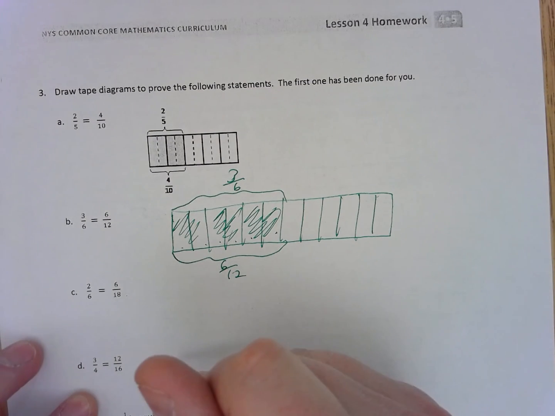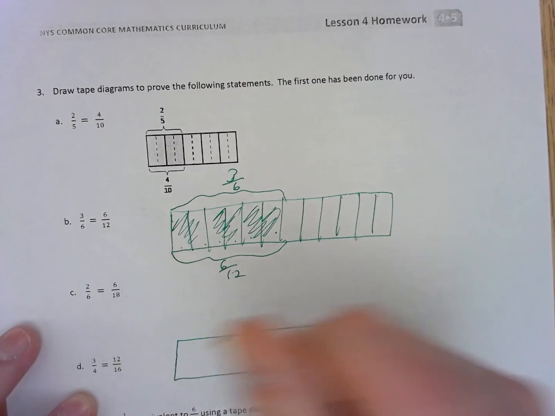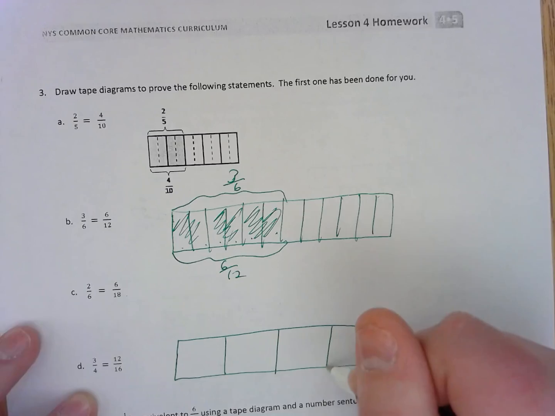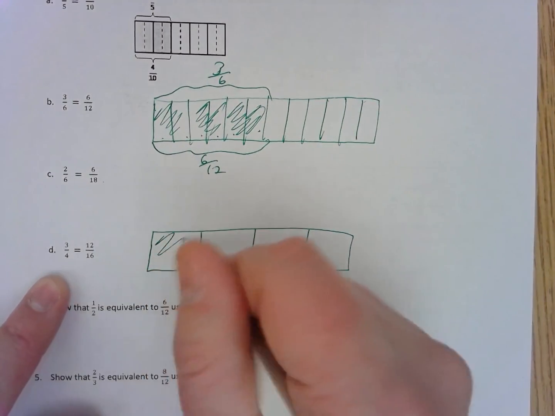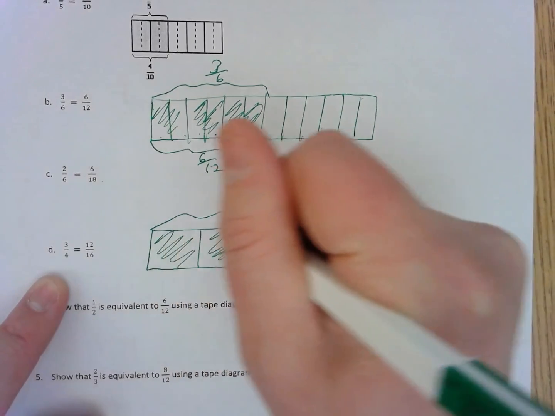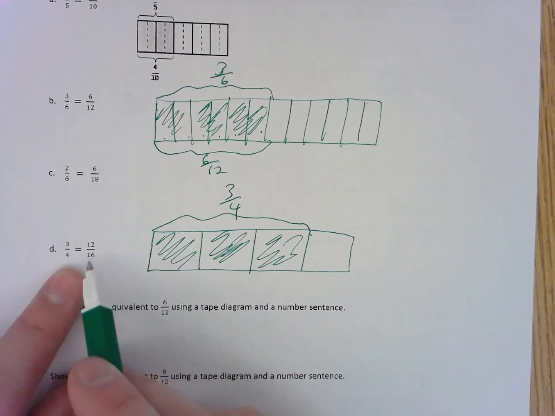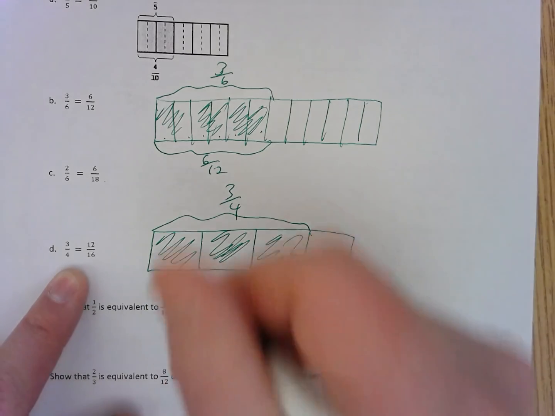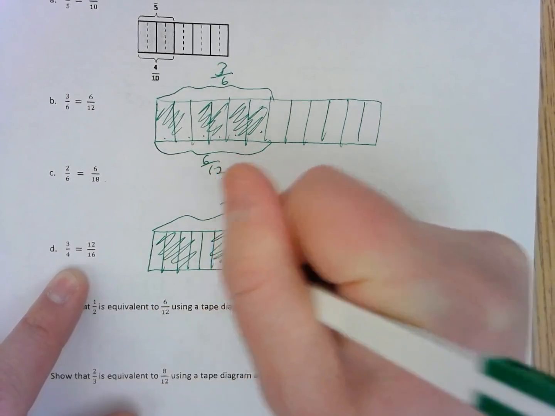So I'll do D here. We're splitting it up into fourths because that's our smaller denominator. So we have 3/4. So we're going to shade that. This part up here is 3/4. And we're going from fourths to sixteenths. So to go from 4 to 16, we have to multiply by 4. So we have to cut each of these into fourths.